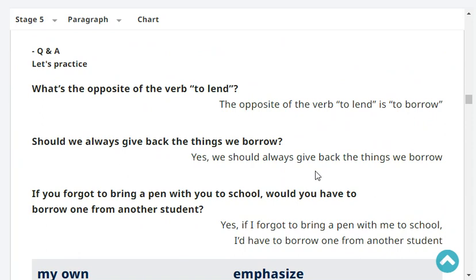What's the opposite of the verb to land? The opposite of the verb to lend is to borrow. Very good.